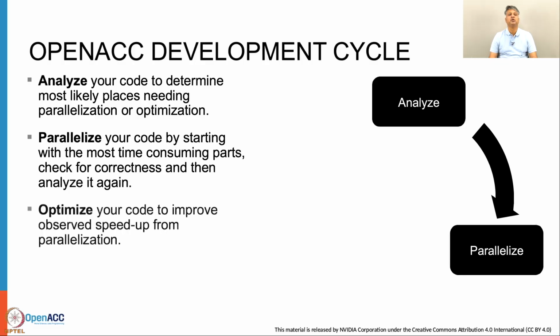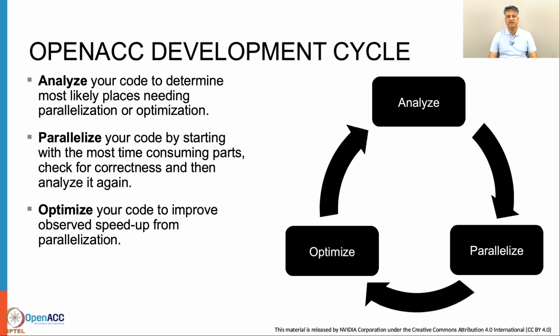We then analyze it again. Finally, we optimize your code, then improve it. We look at the speed up data, we calculate what is the performance gain that we are getting from parallelization, and then we go back to analyzing the code. And we do this process iteratively over many loops to get the maximum possible efficiency out of parallelization for the code, and we stop once we start getting reasonable performance improvements.